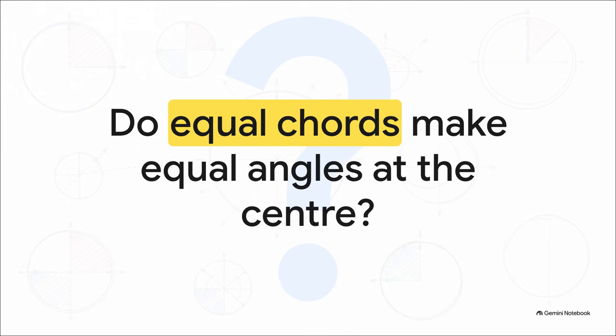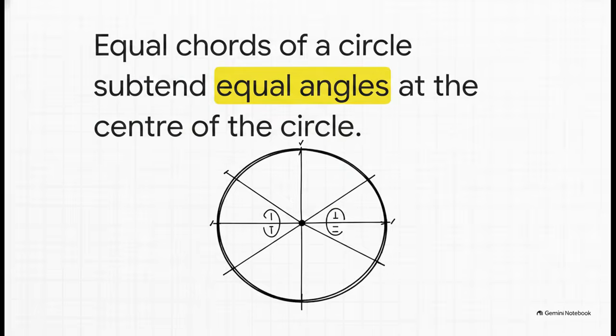Imagine I take a piece of string, pull it tight across a wheel to make a chord, and measure the angle it makes at the center. Then I take that exact same string and place it somewhere else on the very same wheel. Will the angle at the center still be exactly the same? Yes, they absolutely do. Theorem 2 clearly states, equal chords of a circle subtend equal angles at the center of the circle.